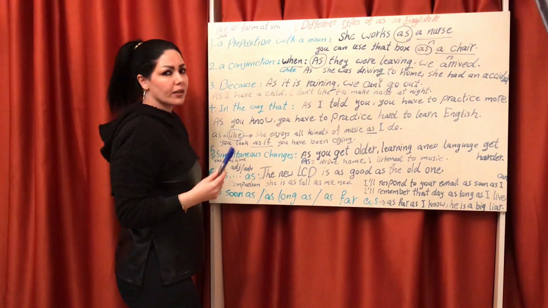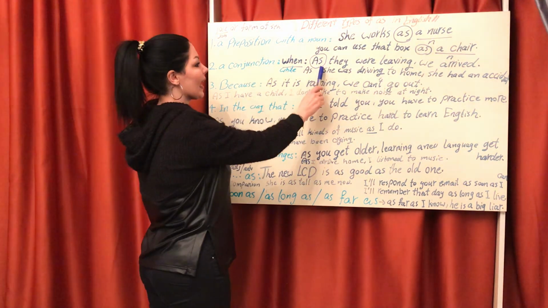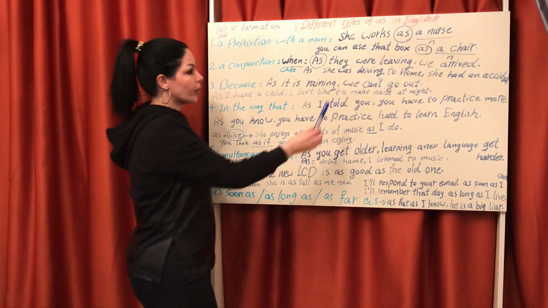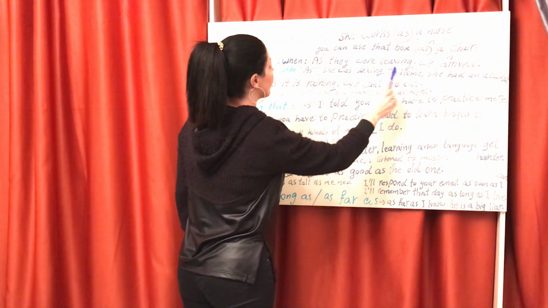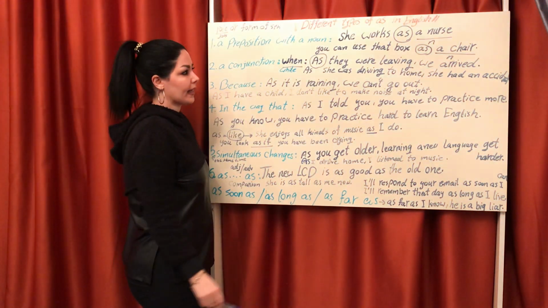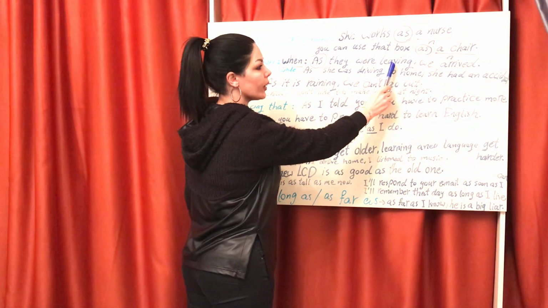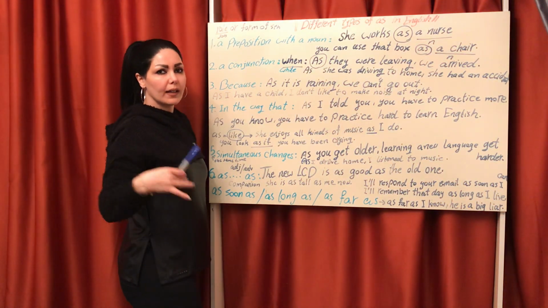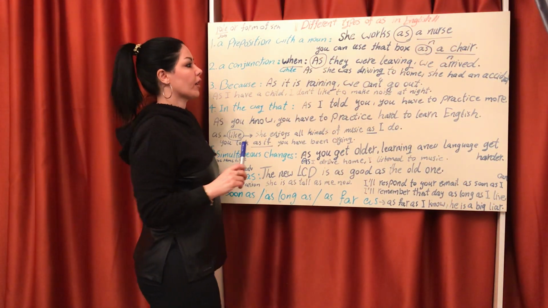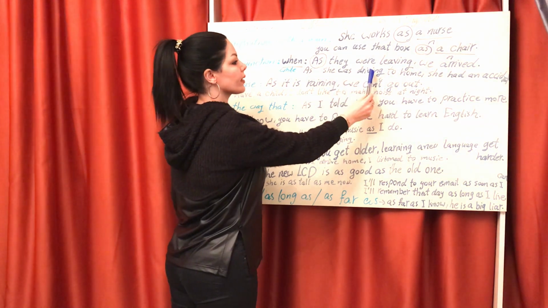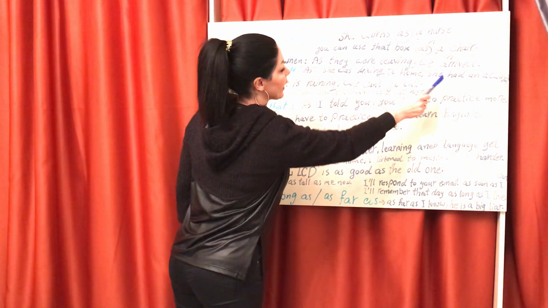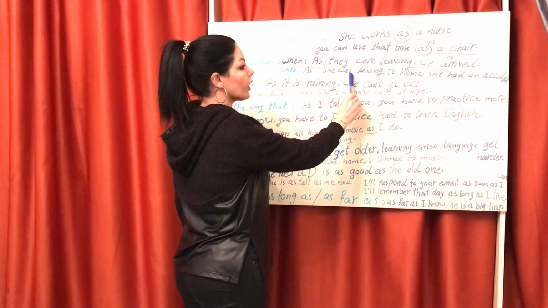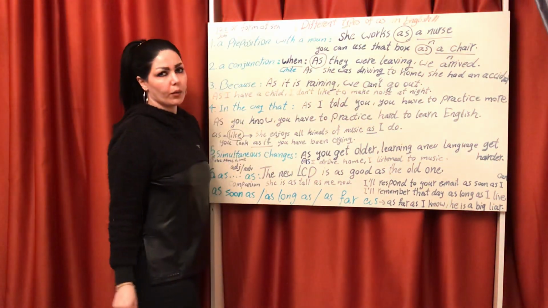Number 2, conjunction. Here as means when or while. We use two clauses connected together with as. As they were leaving, we arrived. Or as she was driving home, she had an accident. Two actions happen, one of them before the other one.